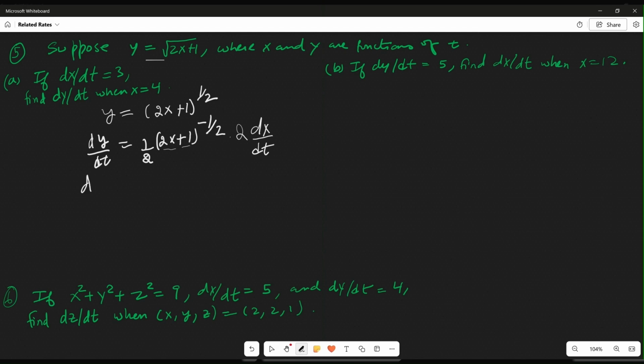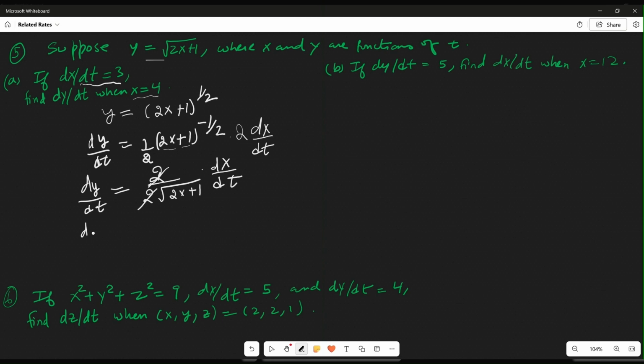Okay, let's see. So what we have now, dy over dt, we're going to rewrite this back into its original format. So 1 over 2, bring it back to the bottom, so it becomes a positive square root of 2x plus 1, multiplied by 2, right? So 2 times dx over dt. The 2 cancels out. We are given that dx over dt is 3, and find dy over dt when x is equal to 4. And that is also given.